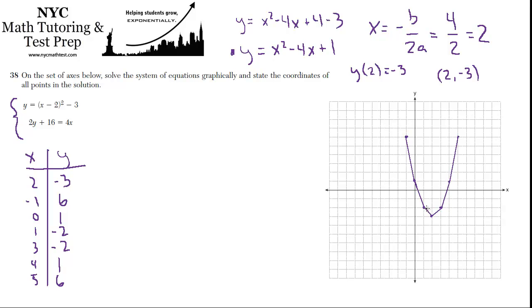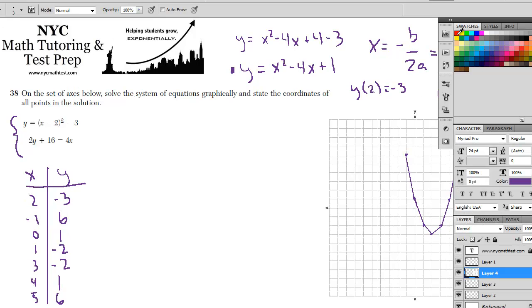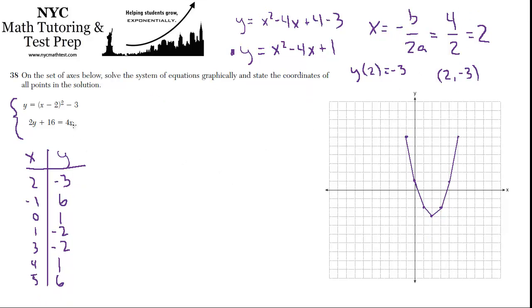Okay, and now let's graph the other line. The other one's just a line. It doesn't have anything squared in it. So let's grab some red. Let's work with this guy now. So if we want to graph it, we should probably put it in slope-intercept form, y equals mx plus b. So let's make it 2y. We'll subtract 16 from both sides, equals 4x minus 16, and then divide by 2 on both sides, y equals 2x minus 8. So this line has a y-intercept at negative 8.